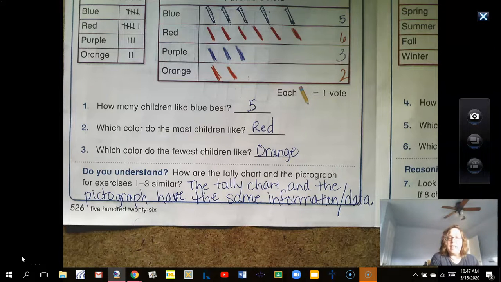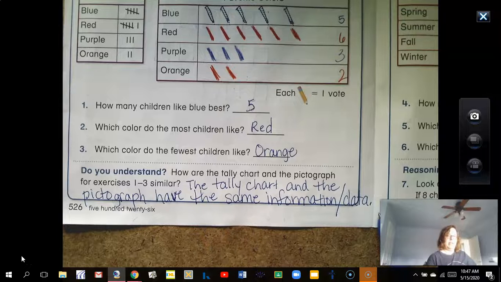That's how they're the same, guys. They have the exact same information. And that's all you have to put. The tally chart and the pictograph have the same information / data. And notice how I capitalize and I put a period and it's a complete sentence and it makes sense.